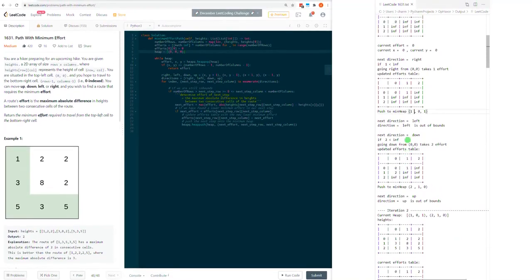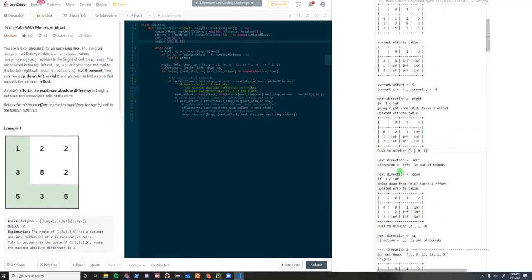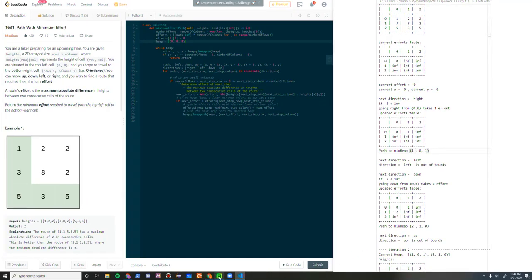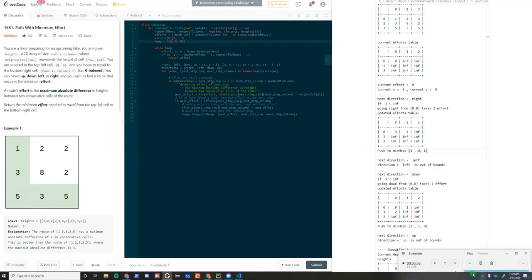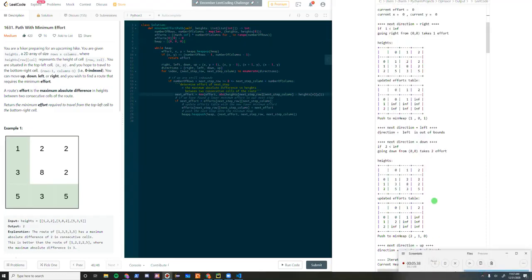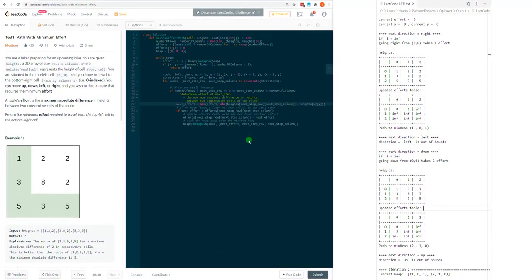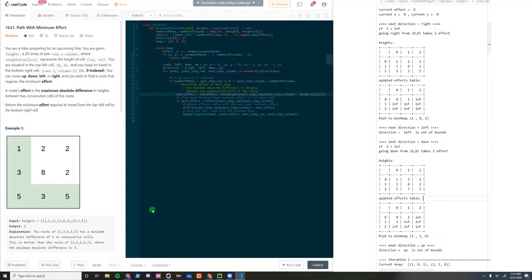Next direction, down. Okay, just a second here, sorry. Okay, let's keep going here.